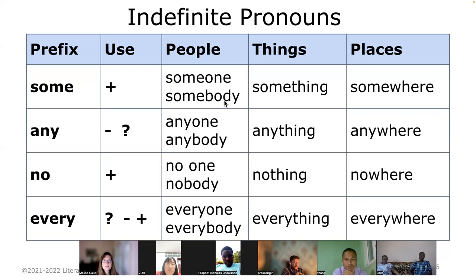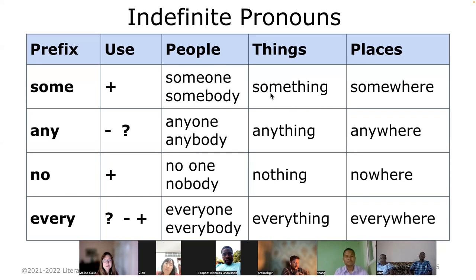And if you want to simplify this for your students and not throw them too much information, you can just introduce the one and not the body. But they will probably hear both of those and should know that those are both the same. So we can say for people, someone or somebody, anyone or anybody, no one or nobody, and everyone or everybody. Notice that all of these are spelled as one word, except for no one. That's spelled as 2 words with a space in the middle.